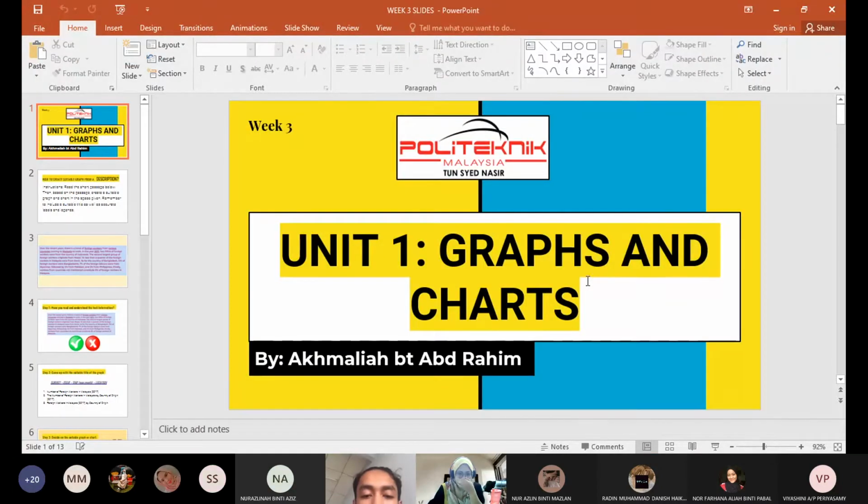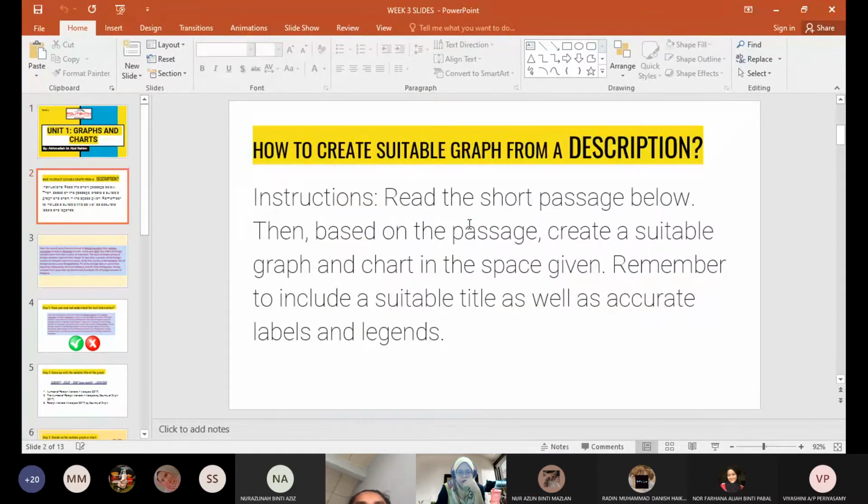All right. Can you see the slides? Yes, madam. All right. So we are still in Unit 1, Graphs and Charts. Okay, in Unit 3. So basically for this week, we are going to focus on how to gather the raw data from various sources, and from the data collected, we transform it into graphs and charts. Okay, so how to create a suitable graph from a description. Okay, description meaning the article. Okay, we will do this together.